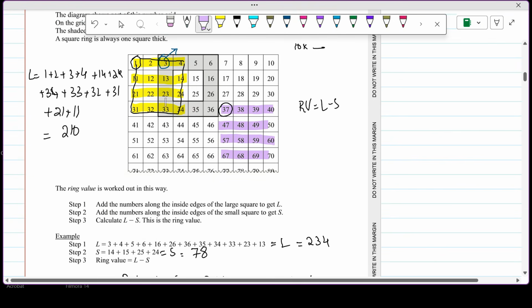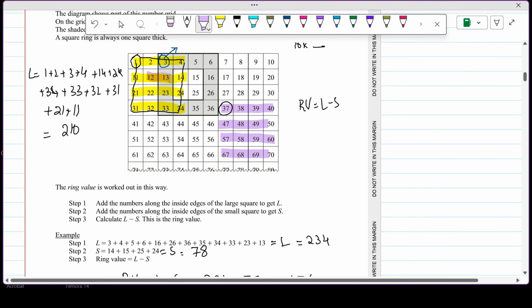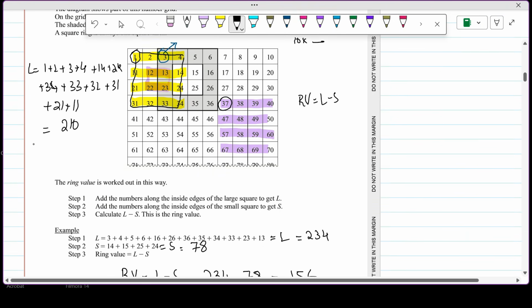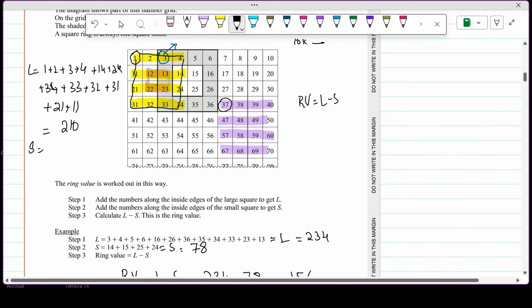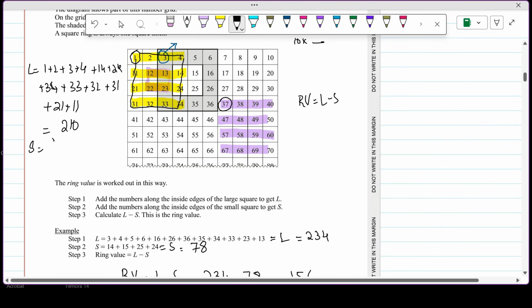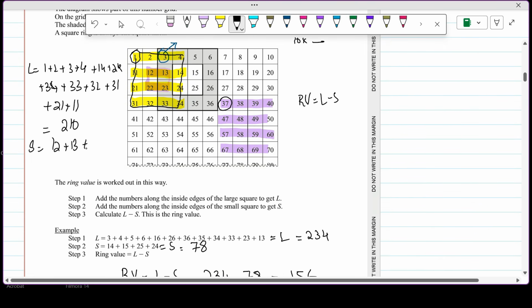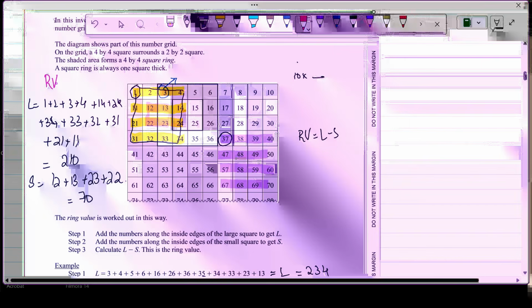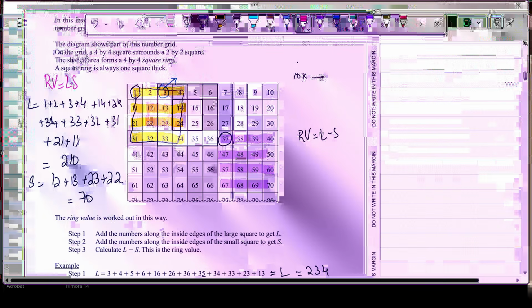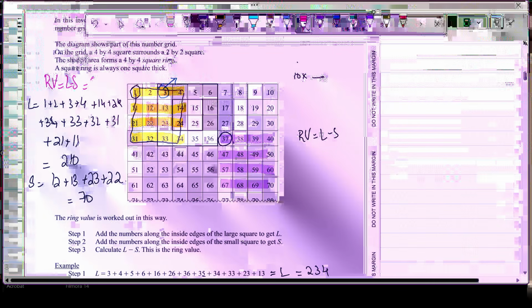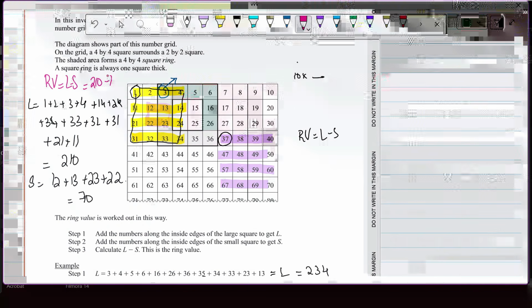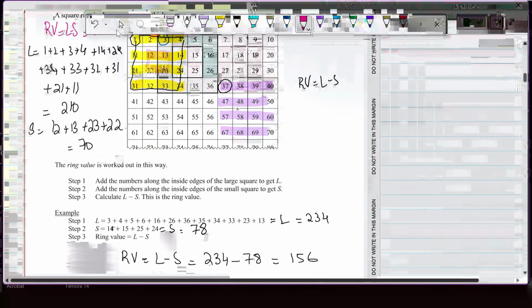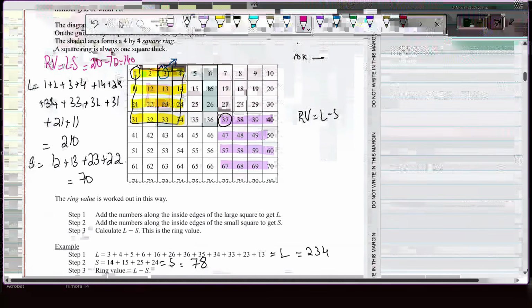Similarly, this 4x4 has the small square, this one, and S is equal to the sum of the values of the smallest square, which is 12 plus 13 plus 23 plus 22. So this one is equal to 70. So the ring value in this case is equal to L minus S, and in this case L is 210 minus 70, which is S. So this one is equal to 140.